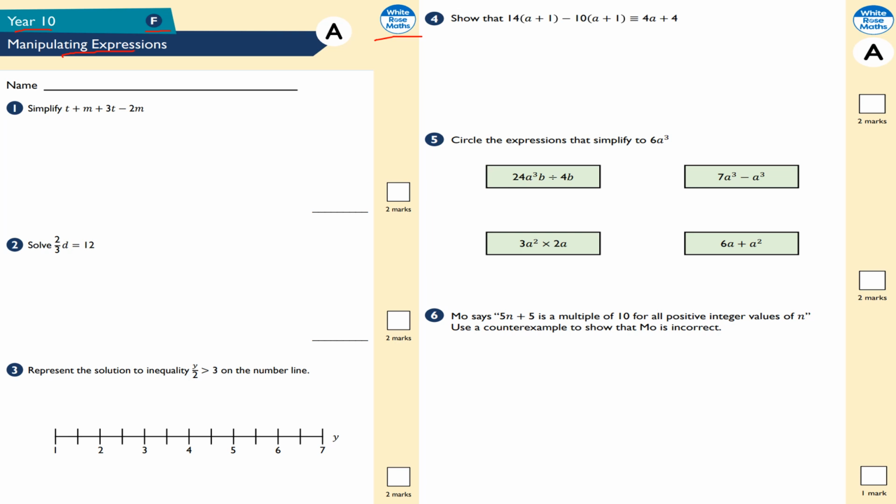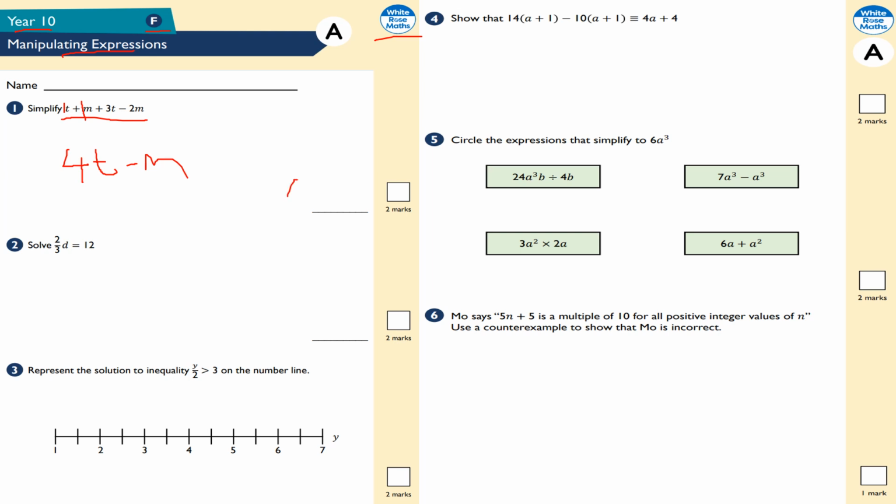We're going to start with question number 1. We're simplifying this expression, t plus m plus 3t minus 2m. We're collecting like terms. t plus 3t, so I've got 1t there, 1t plus 3t is equal to 4t, and then I've got m subtract 2m. I've got 1m subtract 2m, which is equal to minus m.